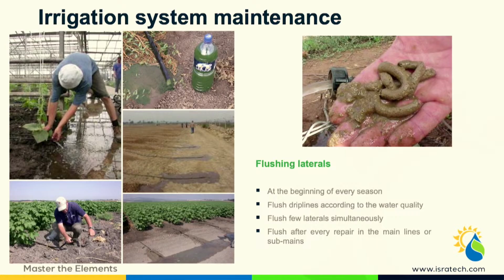So this is why we put a stress on maintenance. We have to flush few laterals simultaneously so we can have enough pressure so we can take all the debris out. And of course, we have to flush after every repair in the main lines or in the sub-mains. So this might seem very complex, this might seem not very suitable, but on the other side, this is the way to keep our system running properly. The next one, please.